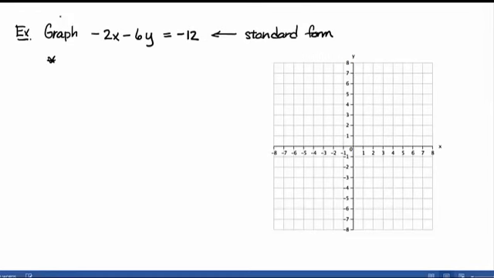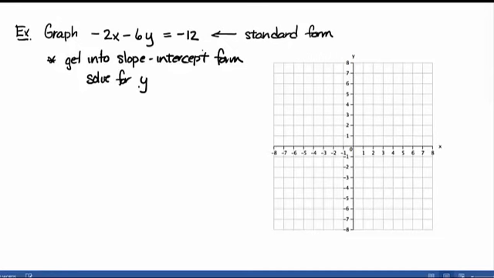So the first thing we need to do is to get it into our slope-intercept form, which means we need to solve for y, or get y by itself. So I'm going to take my equation. It's negative 2x minus 6y equals negative 12. Right? So I'm going to try to get my y term by itself first.